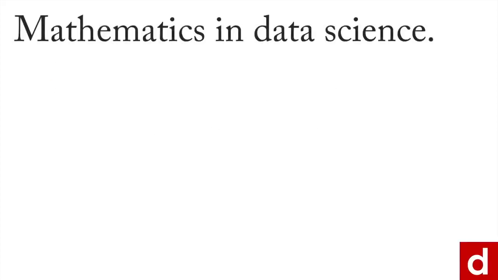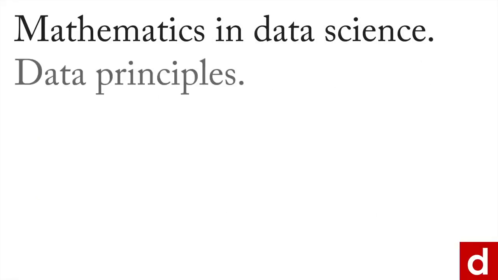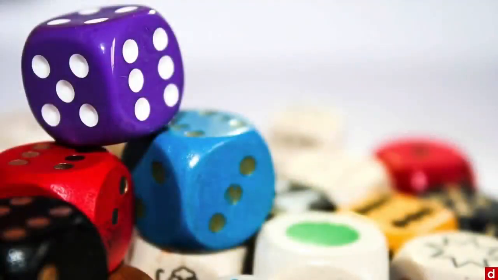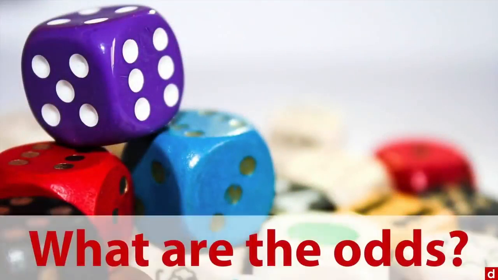A really important element of mathematics and data science, and one of its foundational principles, is probability. Now, one of the places where probability comes in intuitively for a lot of people is something like rolling dice or looking at sports outcomes. And really the fundamental question, what are the odds of something? That gets at the heart of probability.